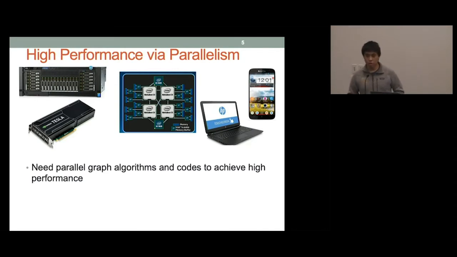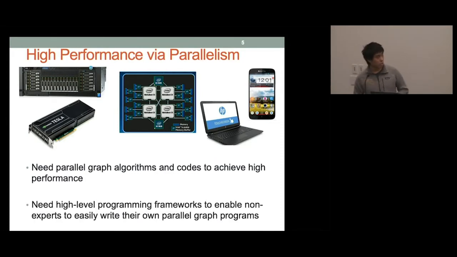So one aspect of my work focuses on designing parallel graph algorithms and codes to achieve high performance. Unfortunately, parallel algorithms and programs are very hard to write correctly, and furthermore, it's even harder to write them efficiently. And therefore, another aspect of my work focuses on coming up with high-level programming abstractions to make it easier for non-experts in parallel programming to write their own parallel graph algorithms and get high performance without having to deal with all of the low-level details of parallel programming. In today's talk, I'm going to focus on the second of these 2 points here, and I'm happy to talk more about our work on parallel graph algorithms and programs at some other time.